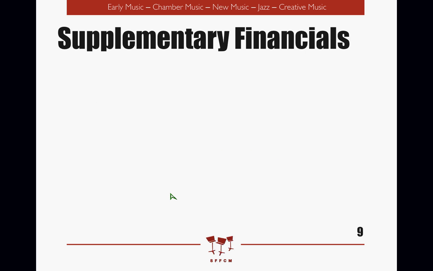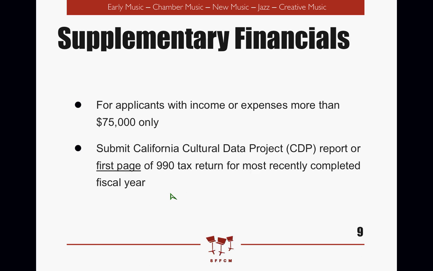Okay, the last piece I want to talk about is the supplementary financials, which are the N listed on the cover sheet of the MGP application. Now, in this situation, these supplementary financials are only applicable to any applicant with income or expenses more than $75,000. So if that is not you, you do not have to worry about presenting these particular items.